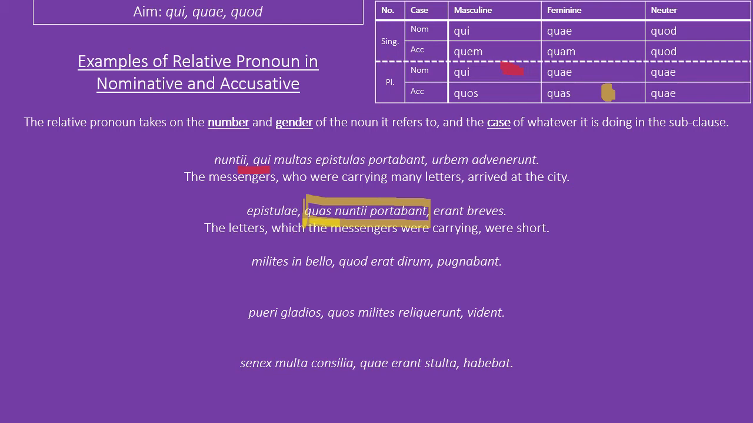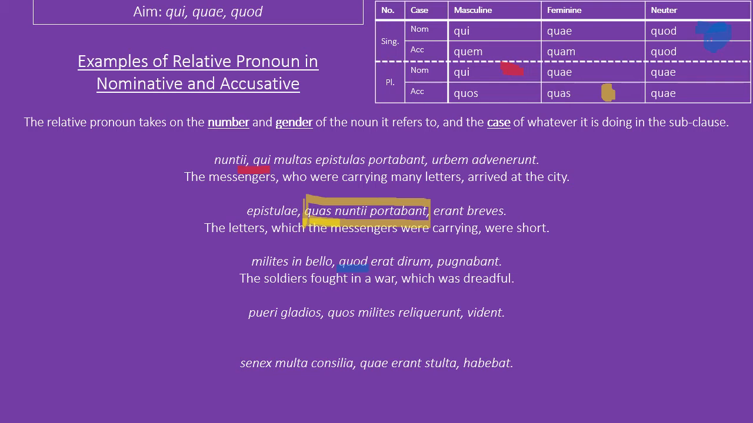Third sentence. The milites in bello quod erat dirum pugnabant. Okay, well, if we're looking at the sentence, we can see that quod, again, comes up twice, so it could be nominative, could be accusative. We'll have to think about both. The soldiers in bello pugnabant. Well, that's pretty simple. The soldiers were fighting in the war. Quod erat dirum, which was dire. Oh, that makes perfect sense then, which was dreadful. So actually, as it turns out, it must have been nominative, but it could have been accusative. We just worked out it was nominative first time, and that was fine.